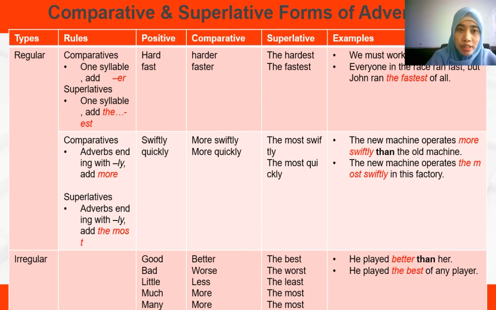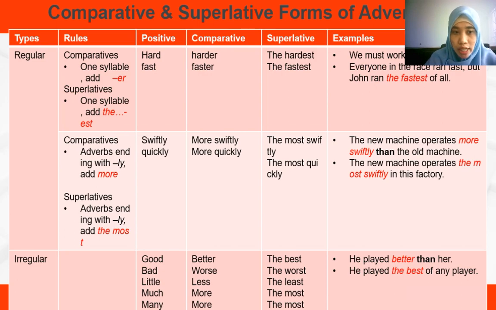And then for the adverbs ending with ly, you have to add more. And for the superlative, you add the most. For example, swiftly, it becomes more swiftly and the most swiftly. Quickly, it becomes more quickly and the most quickly. For example, the new machine operates more swiftly than the old machine. The new machine operates the most swiftly in this factory.